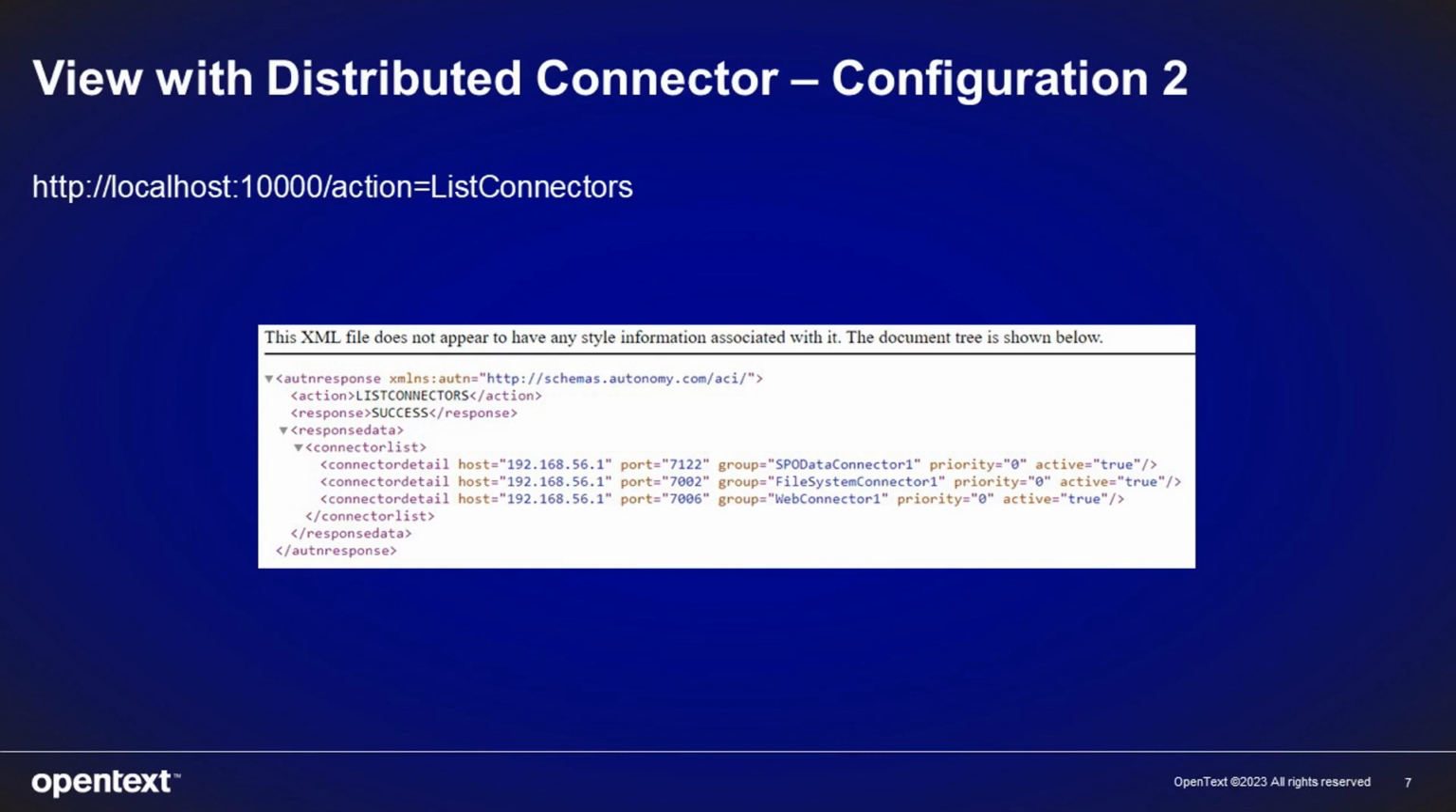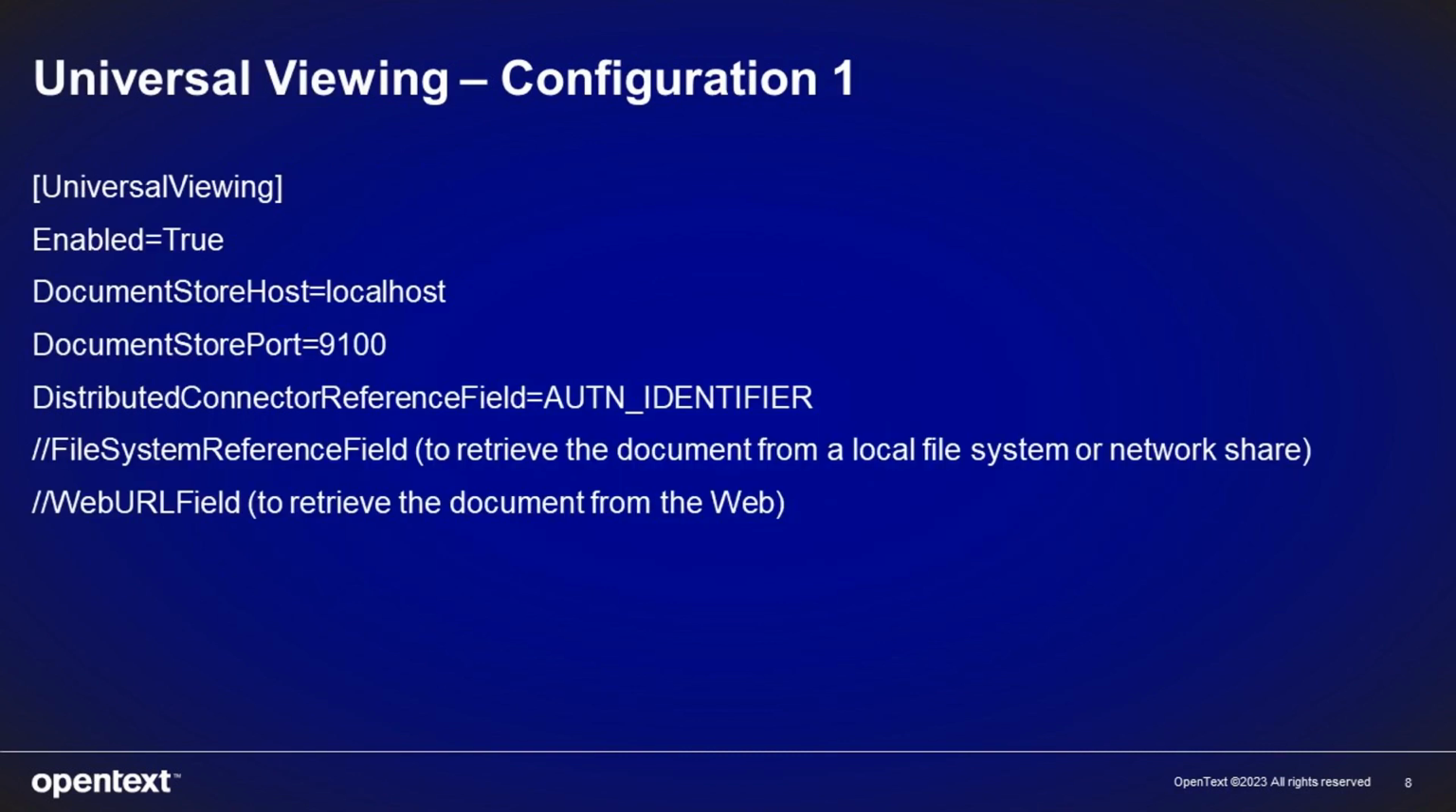Distributed connector sends a GetStatus action to each of the registered connectors at regular intervals to determine their availability. Please make sure that the registered connectors can receive it by checking their AuthorizationRoles ClientsConfiguration parameter. Now the configuration has been done for the method of view with distributed connector.